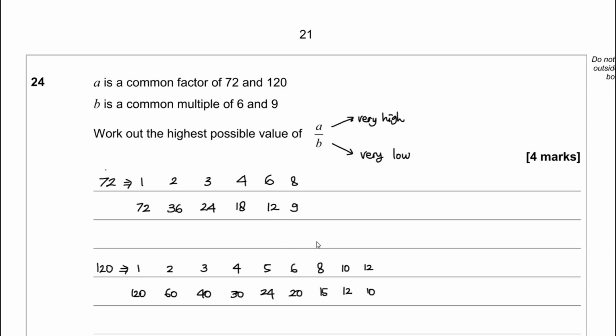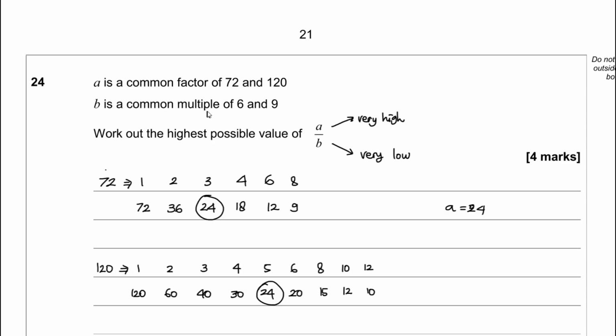Now A is a common factor between this and this. Let's find the biggest number possible. Start with this one. 72. This is the biggest number, but we can't find 72 here. 36. There's no 36 here. 24. Yes, it is 24. So we have our A now. A is 24. Let's find B.